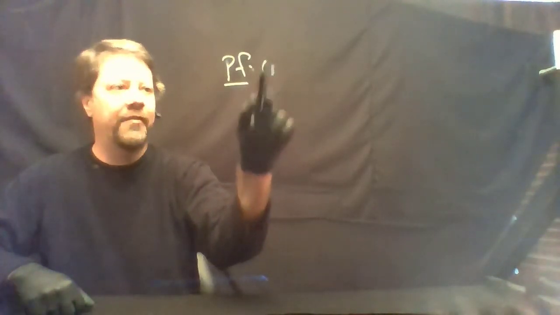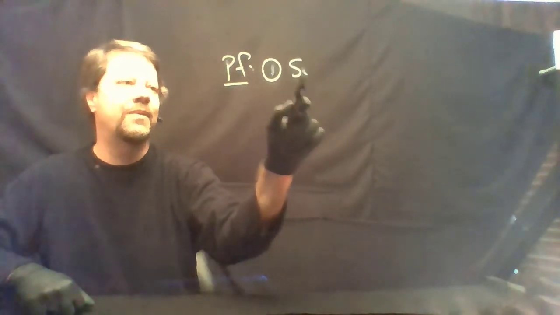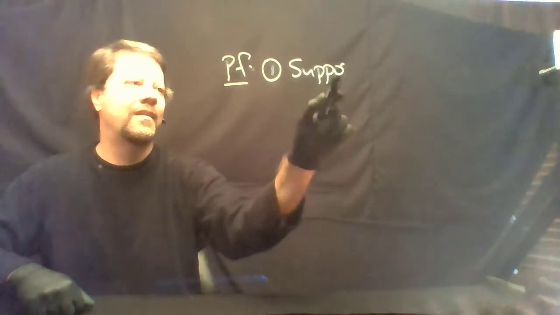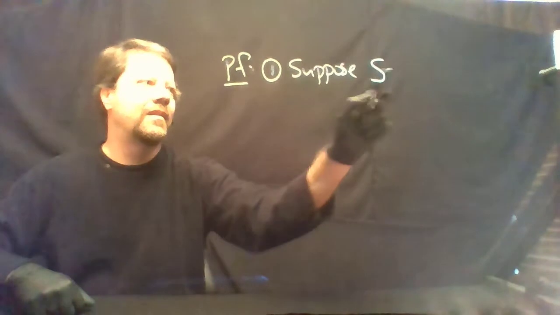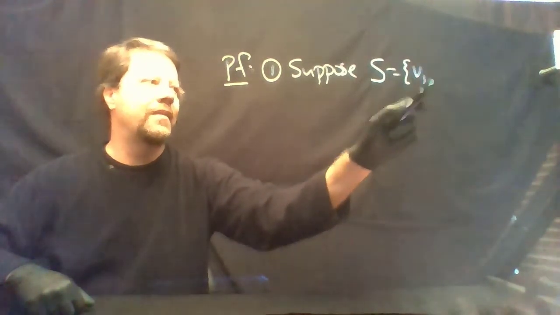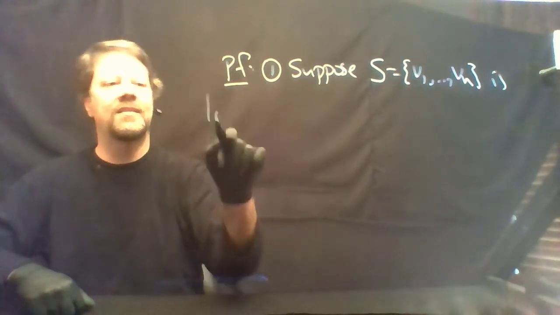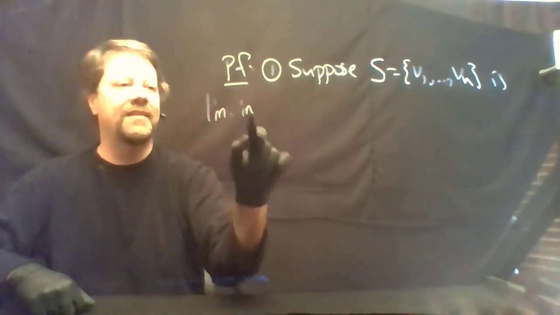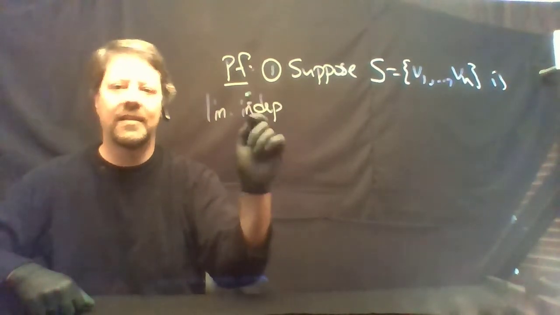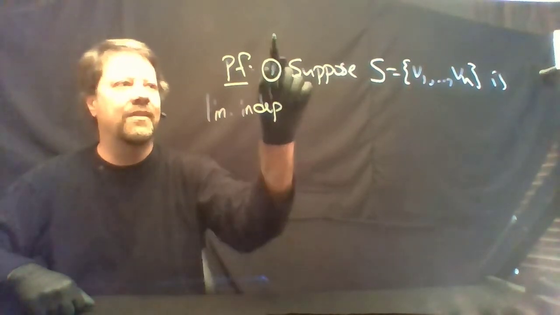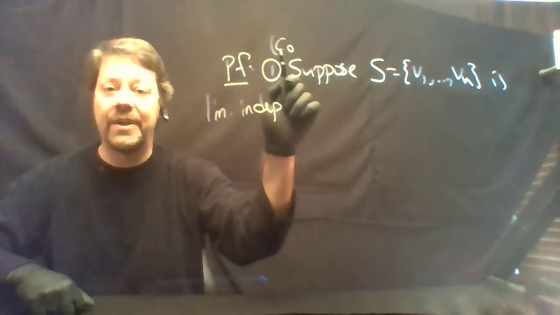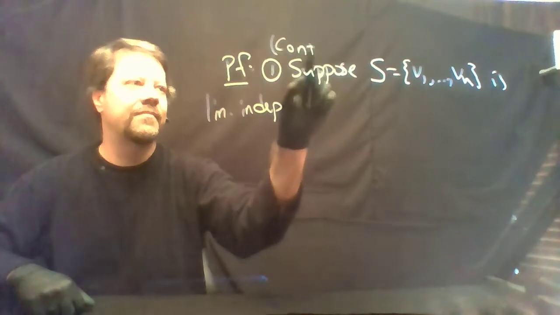In our proof for property 1, we'll suppose our set v1 through vn is linearly independent, but the proof is going to be by contradiction, i.e. a reductio ad absurdum proof.